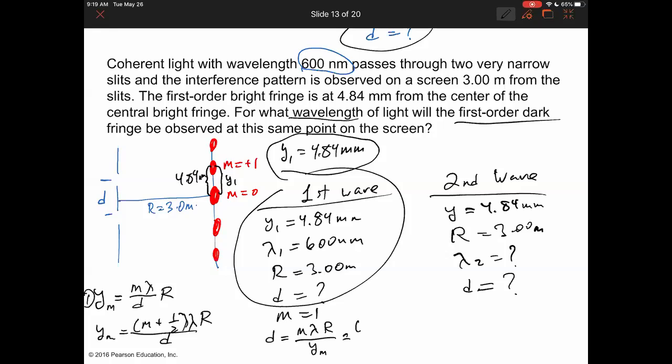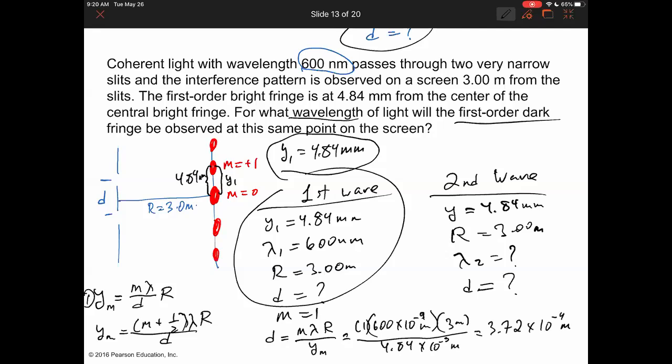All right, so m is 1, the wavelength here is 600 times 10 to the negative 9 meters, times r, which is 3 meters, and then divided by y, which is 4.84 times 10 to the negative 3 meters, because it's millimeters. If I do that, I get d to be 3.72 times 10 to the negative 4 meters. That means I get d.